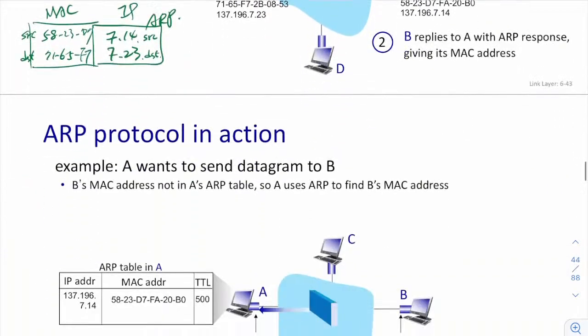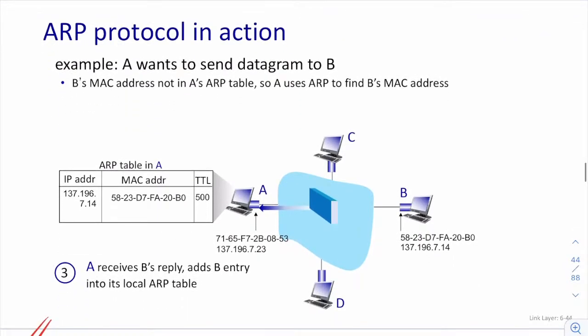Okay. So after that, A, B, C, D, they will all maintain their own ARP table, and they will send queries to all the other nodes to learn what is the MAC address of the corresponding IP address. Okay.